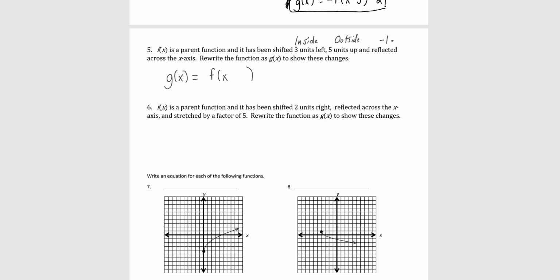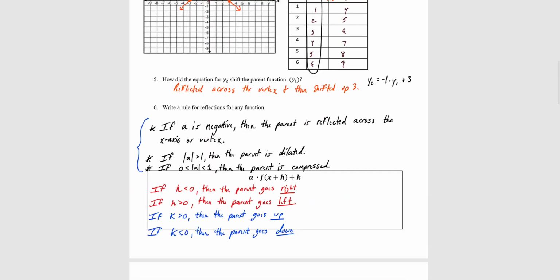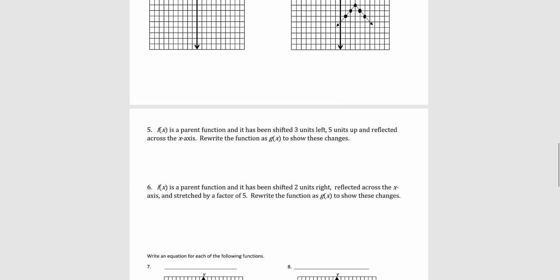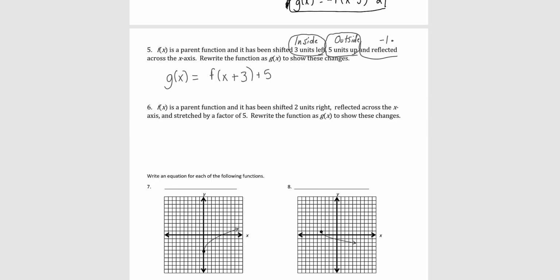And like we said, 3 units left. That implies there's a 3 on the inside. It's going to be a +3. 5 units up. It's going to be a +5. And there's a reflection. Oh, so since there's a reflection, that means there's a -1. Means there's going to be a -1 out front. And we can just write it as a negative sign.